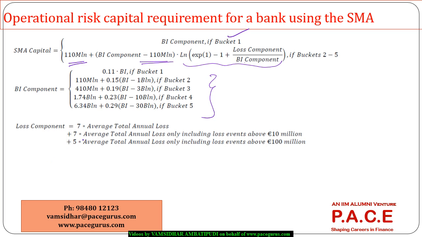Similarly, the loss component is computed through this formula. So whatever is the adjustment from the 110 million for the BI component, you are subtracting that from 110 million, and whatever is the excess that is coming out, we are multiplying it with the internal loss multiplier to finally arrive at the operational risk related capital requirement using the SMA approach.